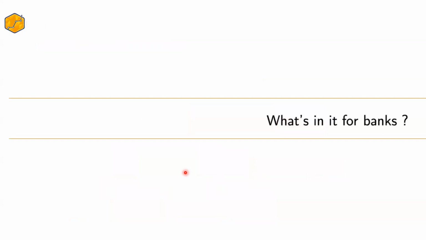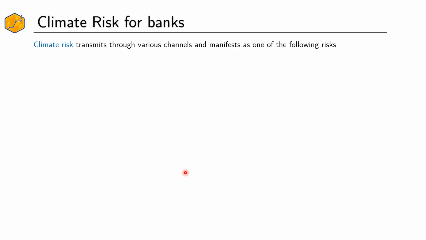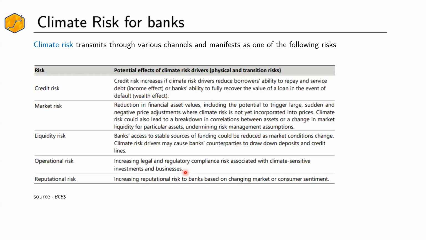All right. So how is the climate risk relevant for banks? We are all risk management people, so let's quickly look at that. Climate risk for banks. As I mentioned earlier, this climate risk, whether physical or transitional, manifests through various channels. They manifest into the familiar risks that we know of, right? Credit risk, market risk. How does that happen? Let's see. I took this from Basel, one of the papers.